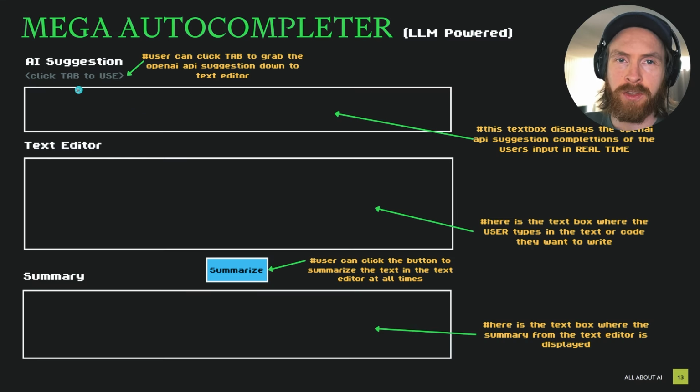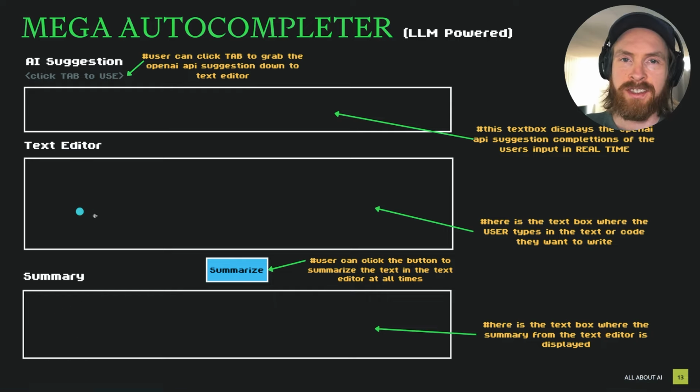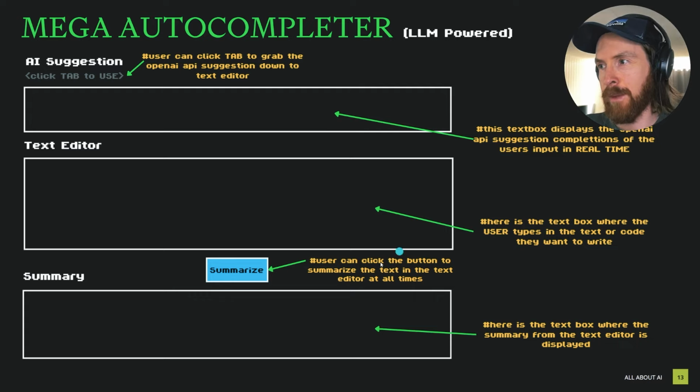So on the top here, we want an AI suggestion box where we can just click tab to bring up the autocomplete suggestion bound to our text editor, right? So you can see this text box display the OpenAI suggestion completions of the user input in real time. And the text editor is of course where we type our text or code. And we have this summarize button here that, when we click it, will pop up this UI text box with a summary of the text in this text editor. So that is kind of my plan.